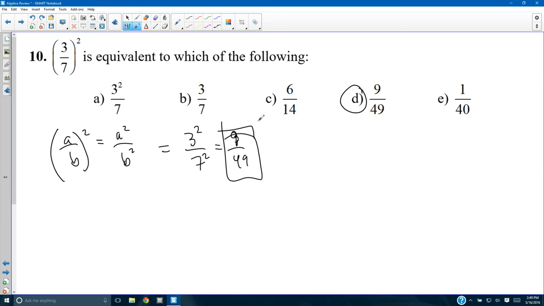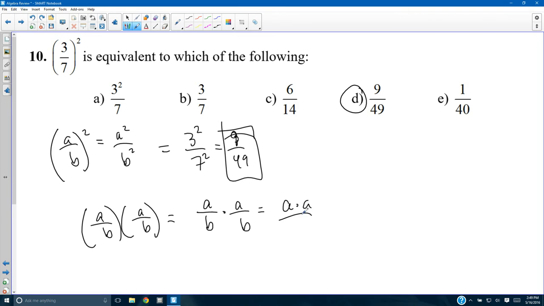If you didn't fully know that, that's okay. What you can also do: anything squared is anything times itself. A/B times A/B. You multiply straight across: A times A over B times B, which is A²/B². So once again, you can still get there. 3 times 3 over 7 times 7 is 9 over 49.